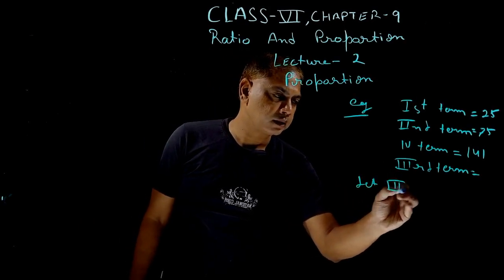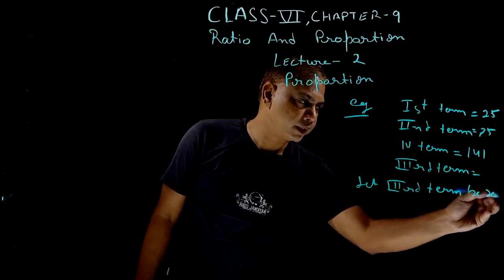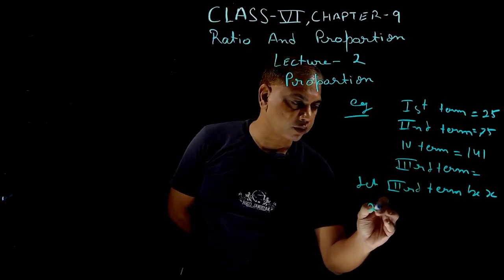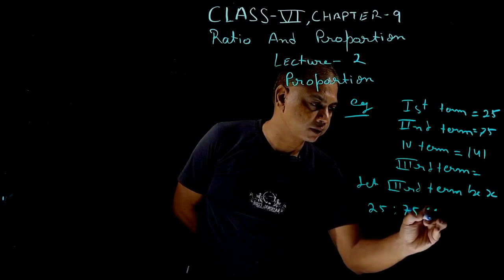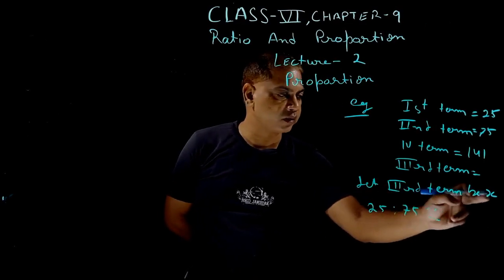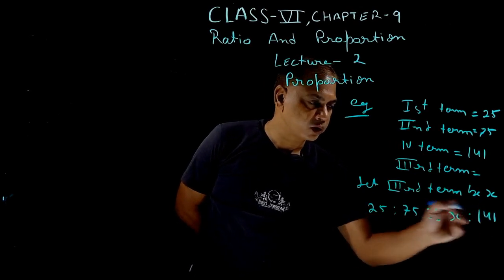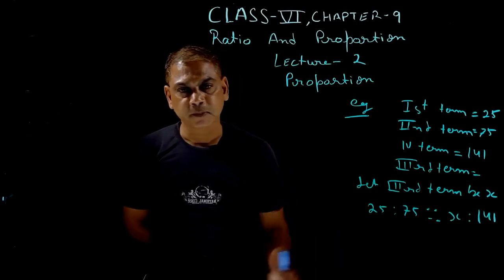Let the third term be x. ठीक है? Now we will write them in proportion. 25 is to the second term, 75. Proportion. The third term is missing, so we will write x, and then the fourth term is given, 141. Okay? Now you have to find out the fourth proportion.